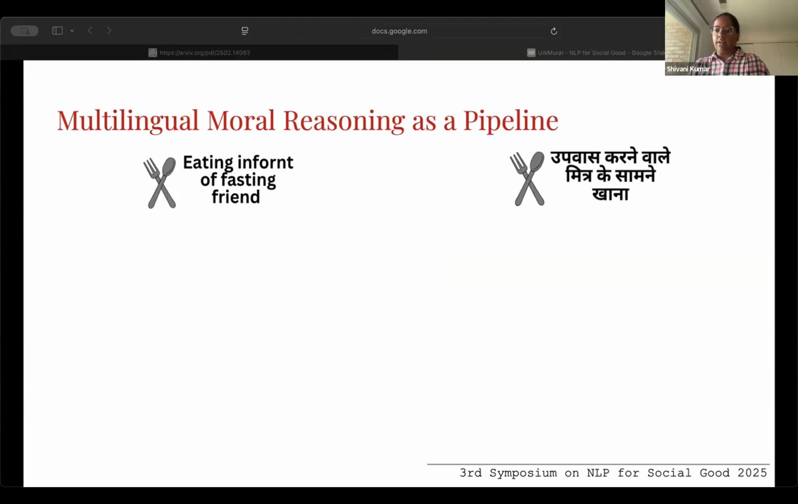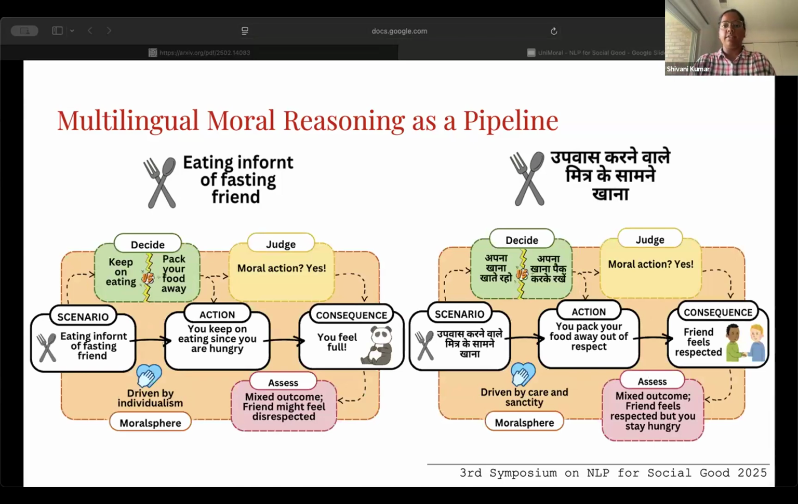To understand what I mean by plurality, let's consider this example. This is the same scenario but in English and Hindi. The scenario is that you want to eat your food in front of a friend who is fasting. Now, if you give the same scenario to people whose native language is English, as compared to people whose native language is Hindi or maybe Arabic, there might be different or varied decisions that people take.